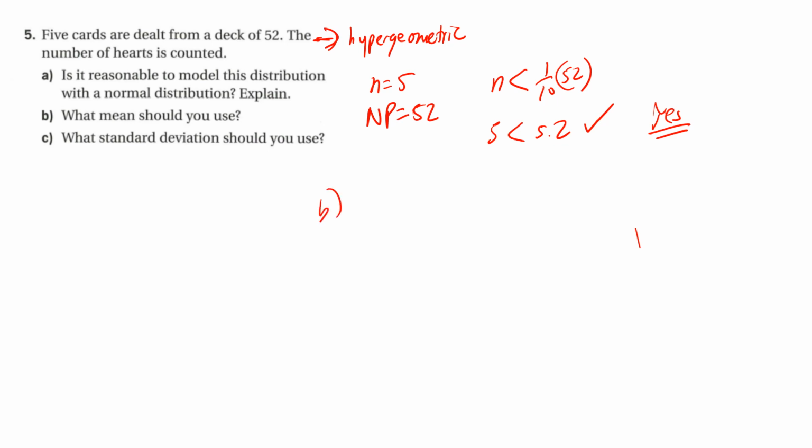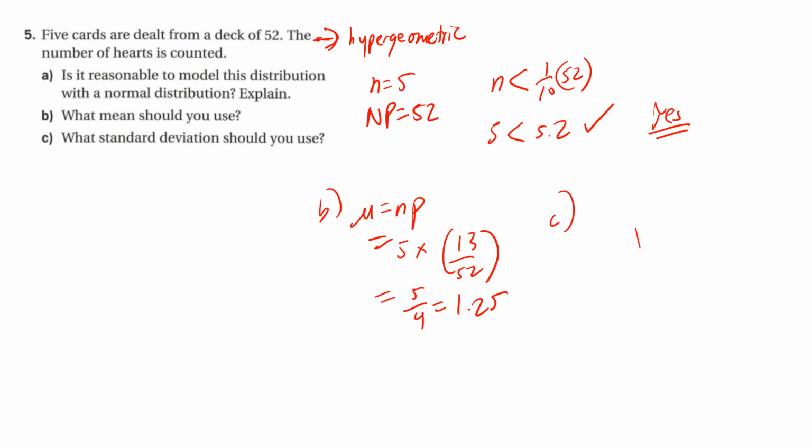What mean should you use? Remember, the mean is calculated by n times p. Okay, so 5 times the probability of a success. There are 13 out of 52 cards that are hearts, so that's actually 1 over 4, so 5 over 4, which is 1.25. All right, so that's our mean.